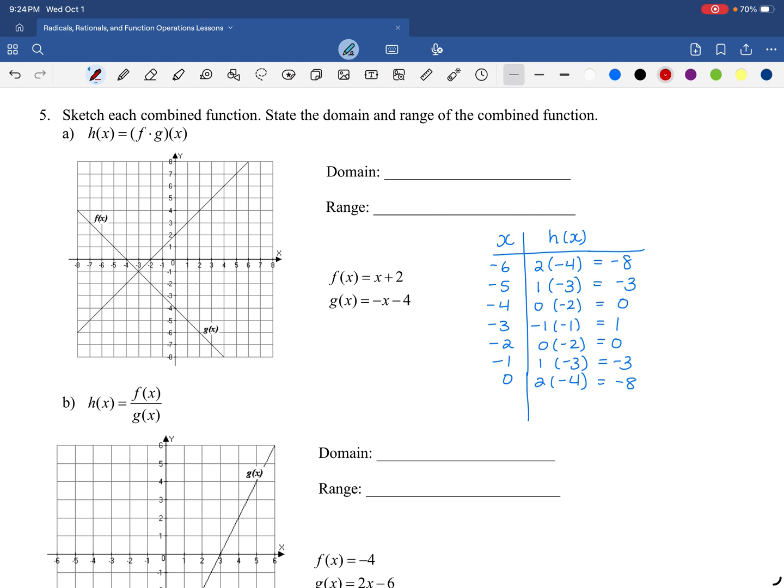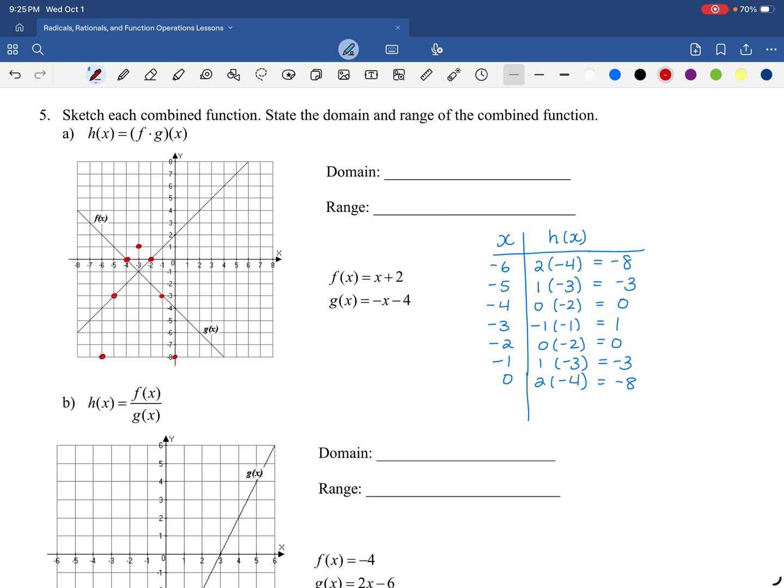So negative 6, negative 8 is going to be way down here. Negative 5, negative 3 is going to sit up here. Negative 4 is 0, so there's an x-intercept. That makes sense because we said whatever the x-intercepts are on the original ones, when you make the product function, it's going to have the exact same x-intercepts as the original function. So there's that one. The other one should be at negative 2. Let's keep going. Negative 3, positive 1. There's that one. Oh, here's the other x-intercept. Negative 2, 0 makes sense because we said that has to work. Negative 1, negative 3, and then 0, negative 8.